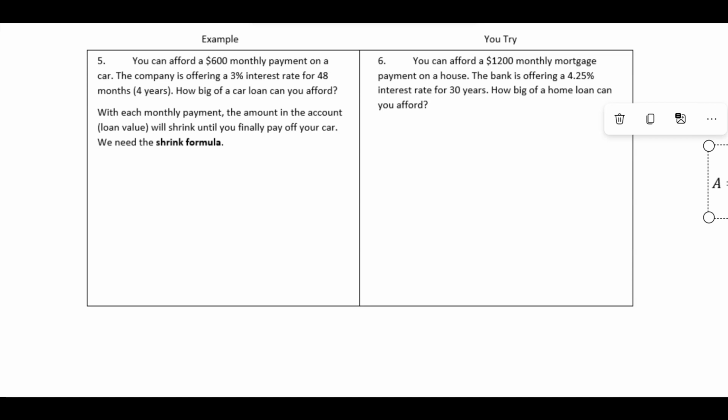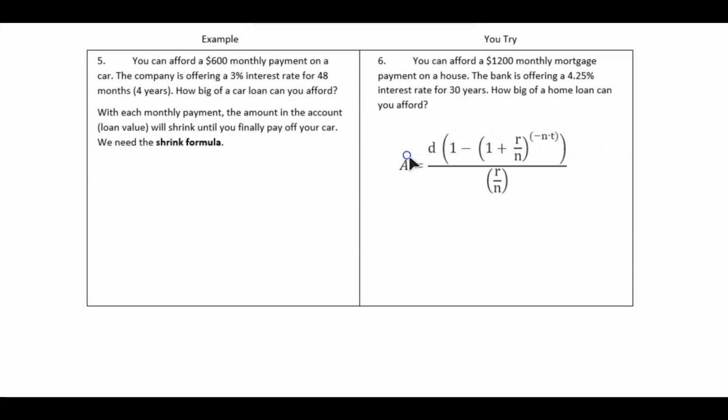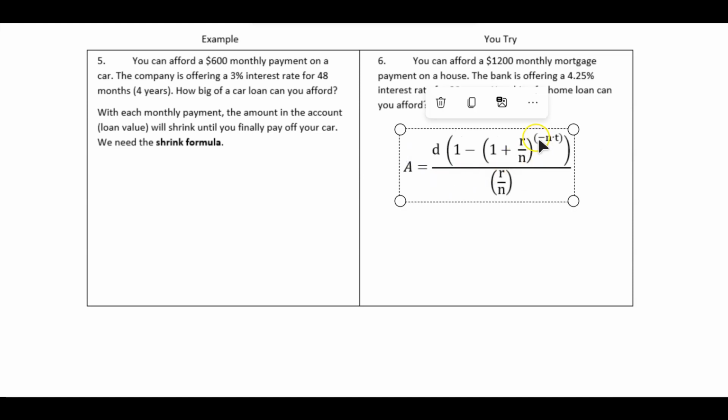Okay, so with each monthly payment, the amount in the account, the loan value, is going to shrink until you finally pay off your car. So this means that we're going to use the shrinking formula. That would be this one, the one with the negative exponent. A negative exponent will have this shrink each time a payment is made.